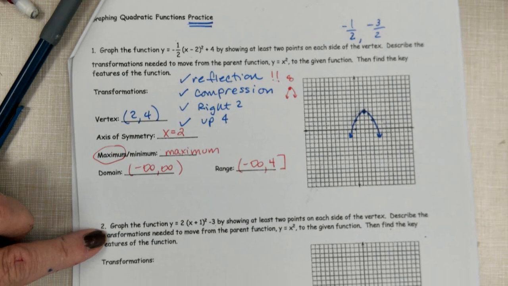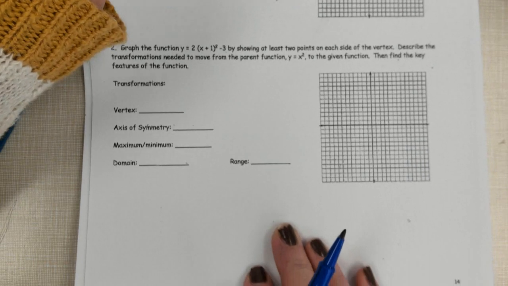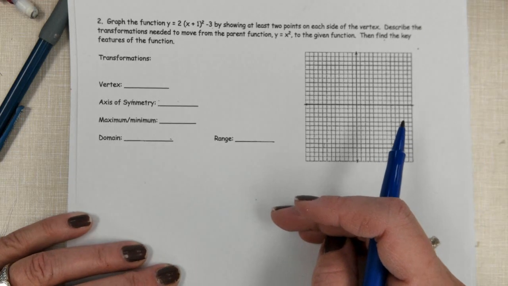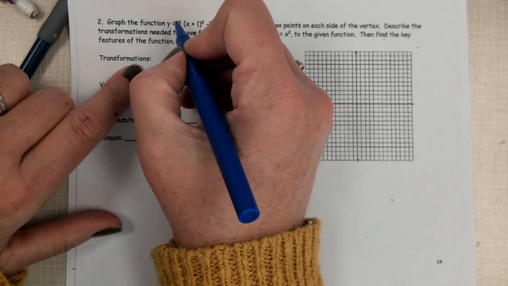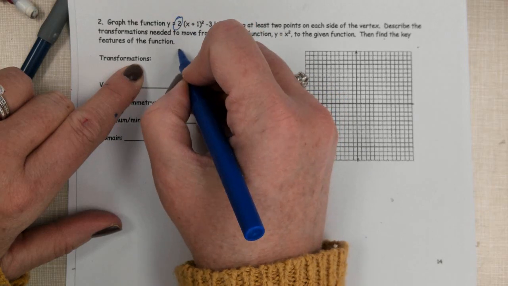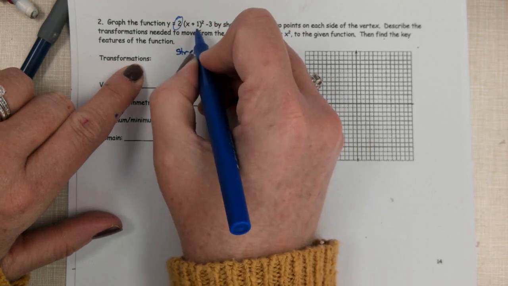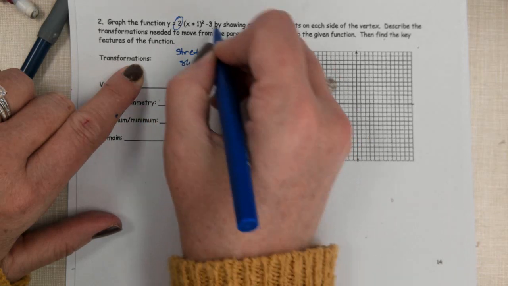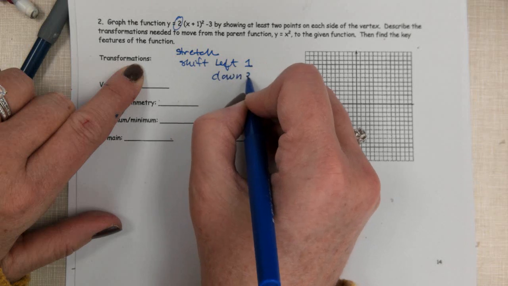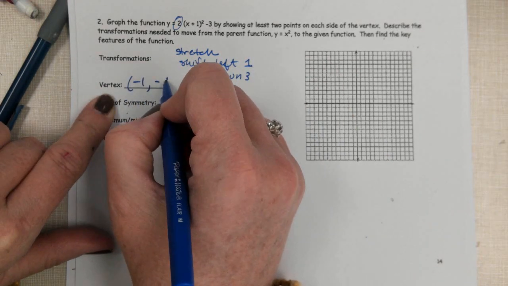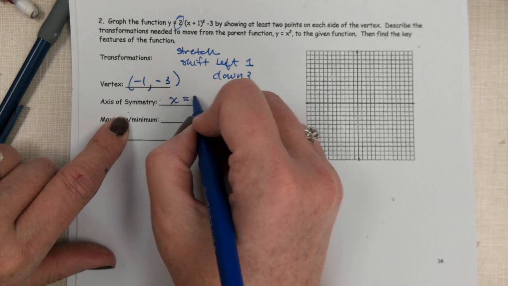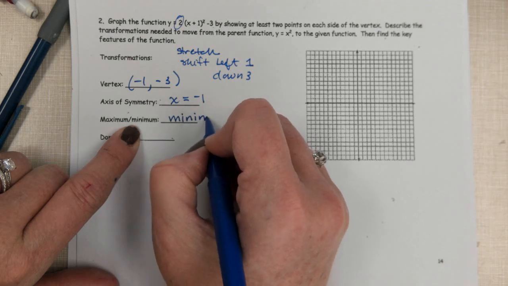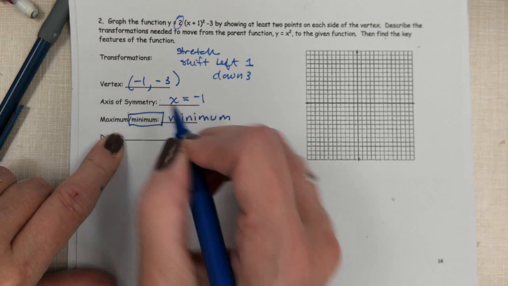All right. Scoot, scoot, scoot, scoot. Graph the function, y equals blah, blah, blah, by showing at least 2 points. Describe the transformations needed, then find the key features. Oh, we're getting to be such experts now. 2 is a stretch. (x + 1) is a shift left 1. Down 3. That means the vertex is negative 1, negative 3. Axis of symmetry is x equals negative 1. It opens up, so it's a minimum. If the word is here, then spelling counts.